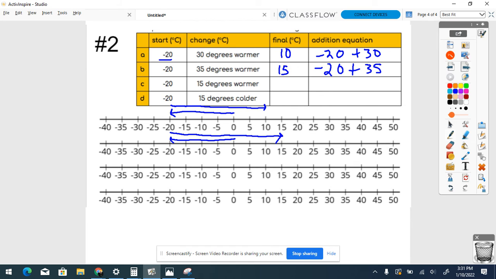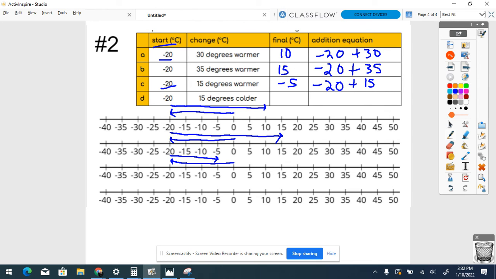All right, letter C. I am once again starting at negative 20. So it says right here on the table, start, negative 20. And now I'm 15 degrees warmer. So, again, if I'm getting warmer, my temperature is going up. So I'm adding 15. My first arrow goes to negative 20. Now I'm going to add 15. 5, 10, 15. My second arrow points to negative 5.